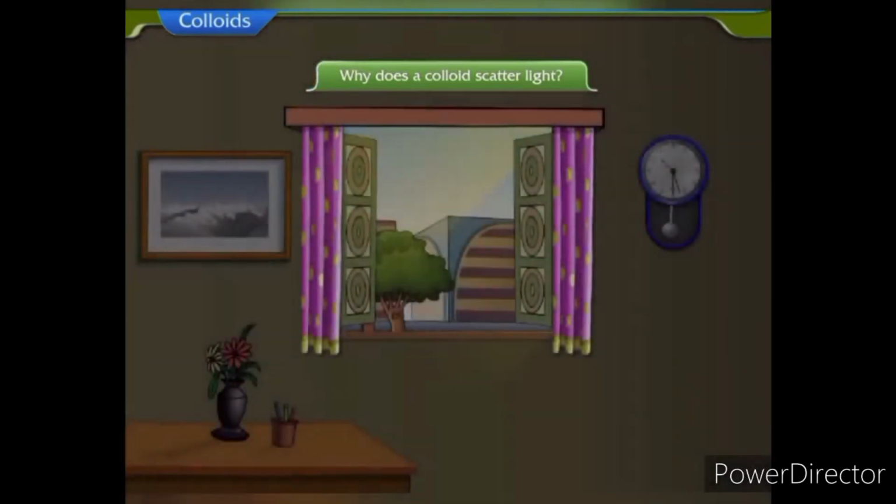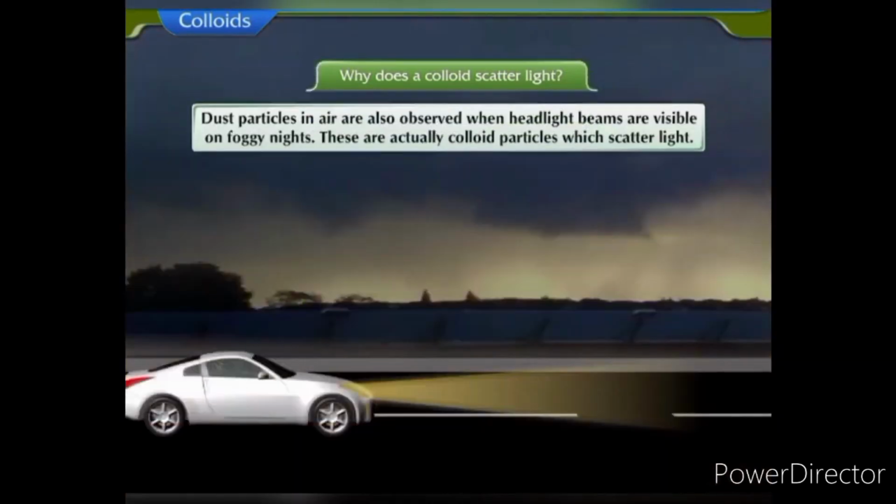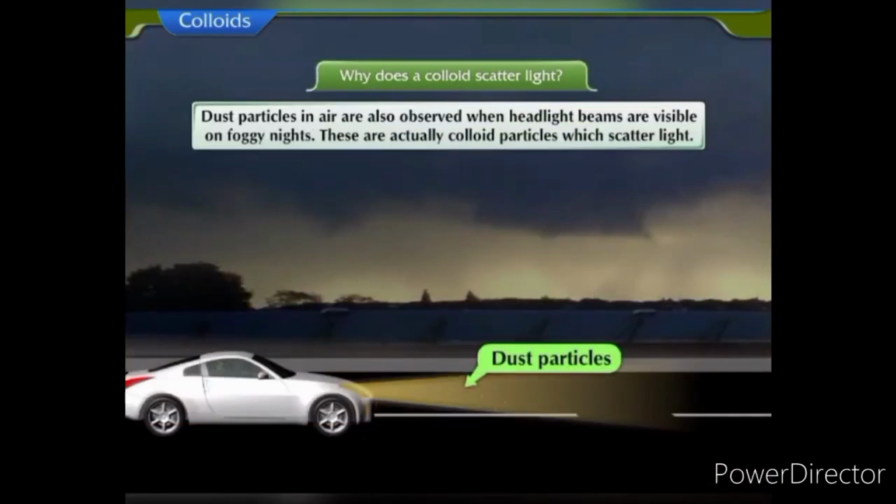You may have observed dust particles in the air when sunlight comes in through a window or comes through holes in clouds. Dust particles in air are also observed when headlight beams are visible on foggy nights. These are actually colloid particles which scatter light.